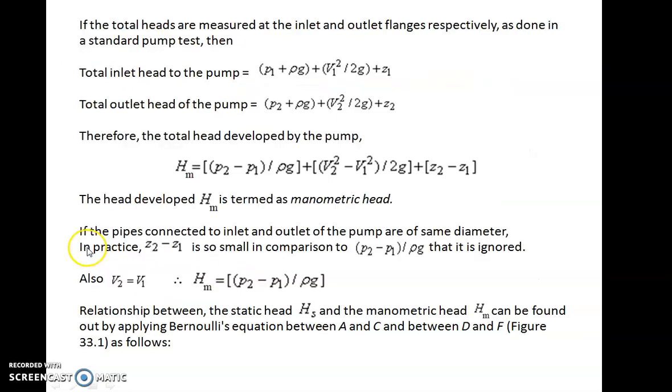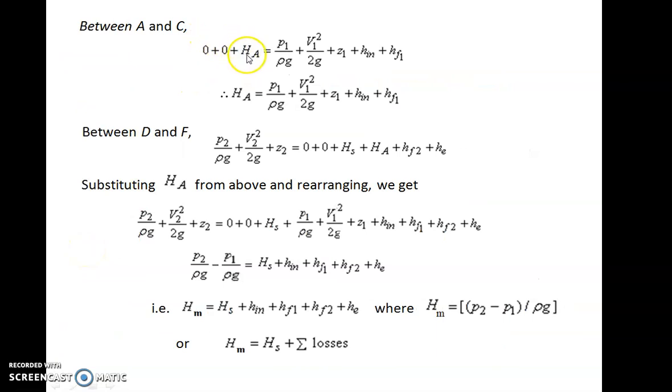So it is 0 plus 0 plus HA, which is equal to, at point C, the vacuum pressure, so it is P1 by rho g, plus the kinetic energy V1 square by 2g, plus Z1, which is the datum height of point C. Apart from this, there are losses that we have to incorporate in Bernoulli's equation, that is entrance loss and friction loss. So HA will be equal to P1 by rho g plus V1 square by 2g plus Z1 plus H entrance loss plus HF1, that is friction loss.